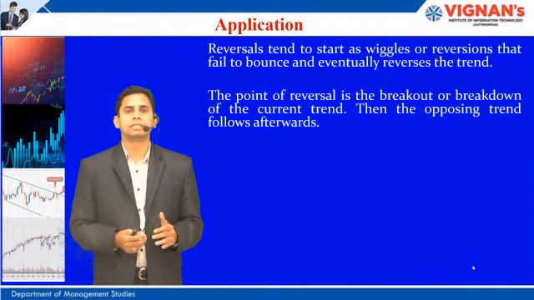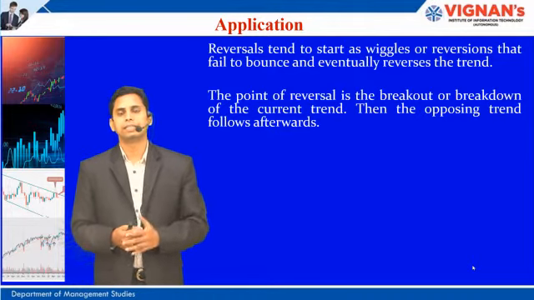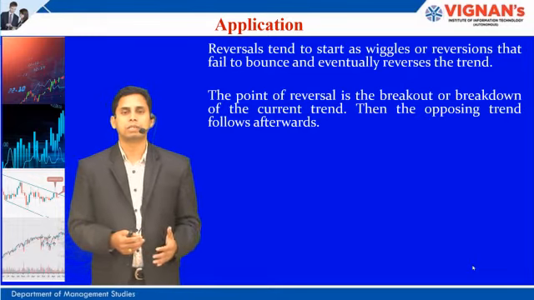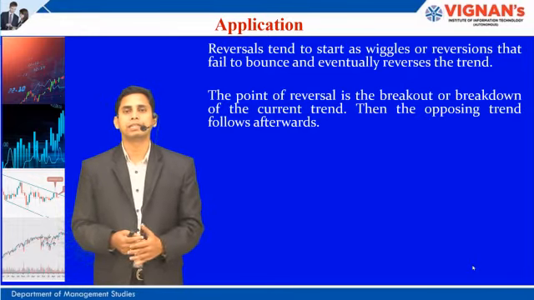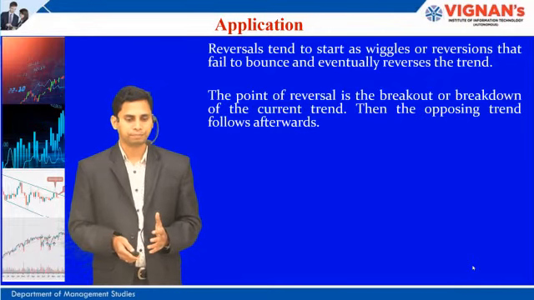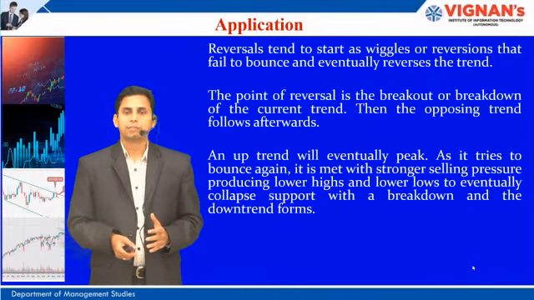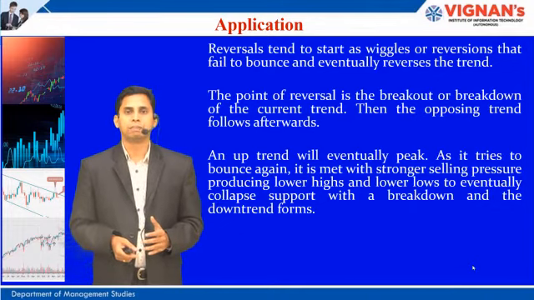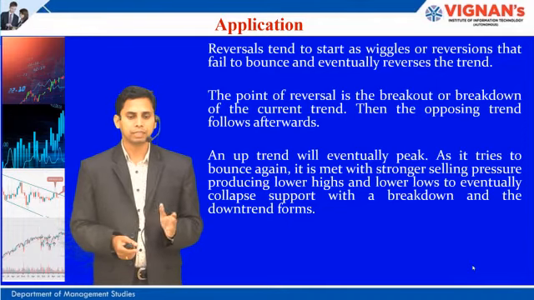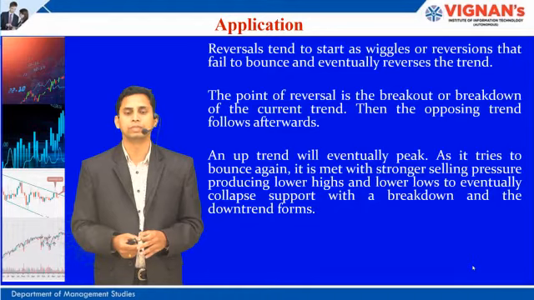When an opposing trend starts, the current underlying trend is completed. When the stock is in the upward direction, a downward trend will start. When the stock is in the downward direction, an upward trend will start. An upward trend will eventually peak, and as it tries to bounce back again, it is met with stronger selling pressure, producing lower highs and lower lows, eventually collapsing support with a breakdown, and the downtrend forms.